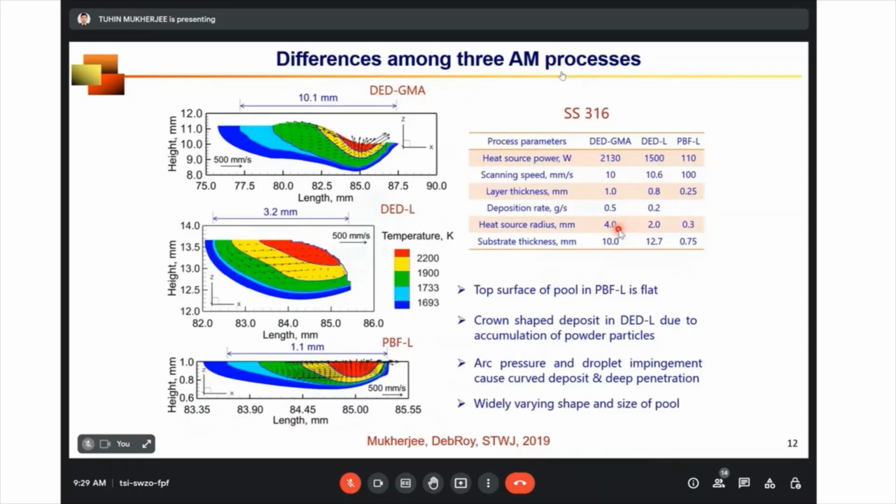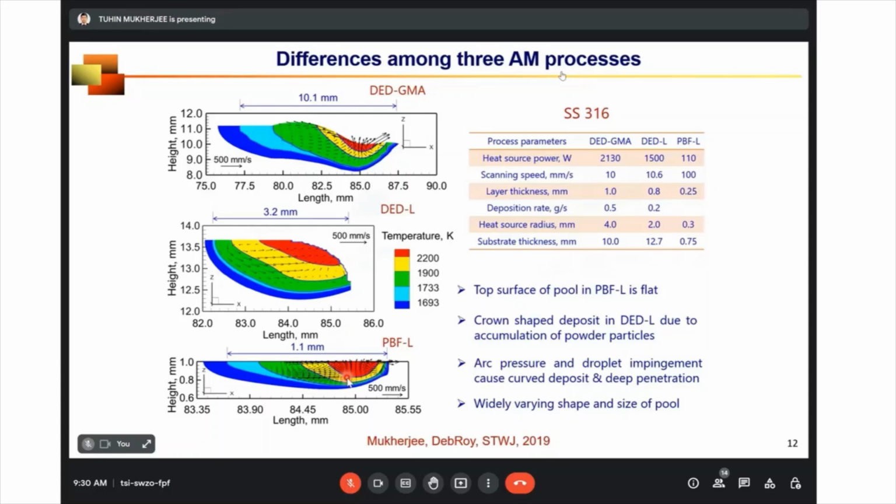But what if we compare these three processes? We will see that there is a significant difference in the shape of the molten region, as I was explaining, but also at the same time there is a significant difference in the size. For the GMA arc-based process, the energy density is very high, and that's why the resultant molten region is much larger compared to the other two processes.